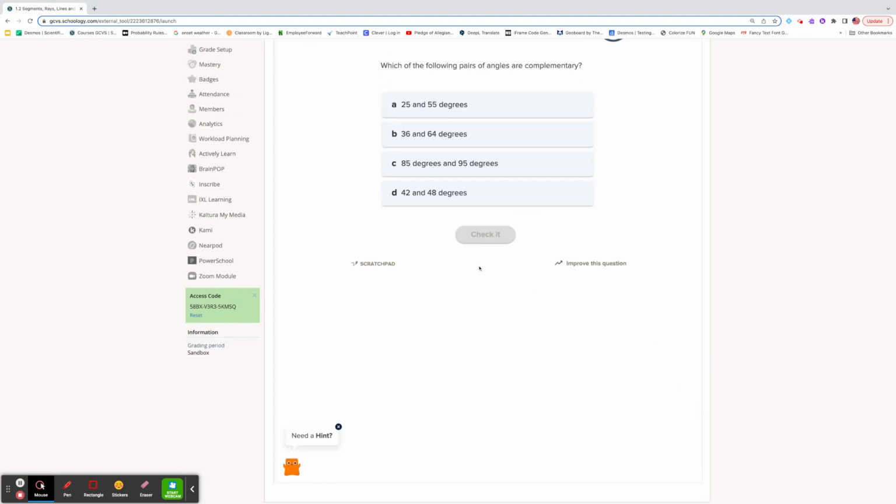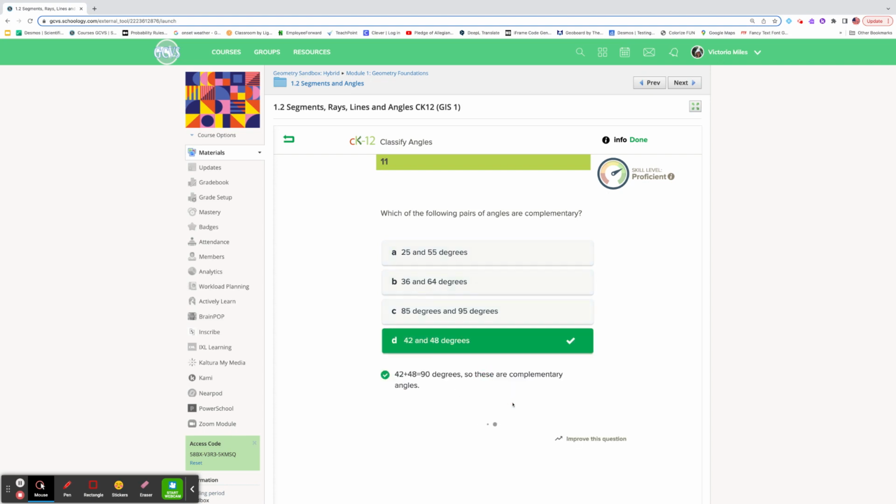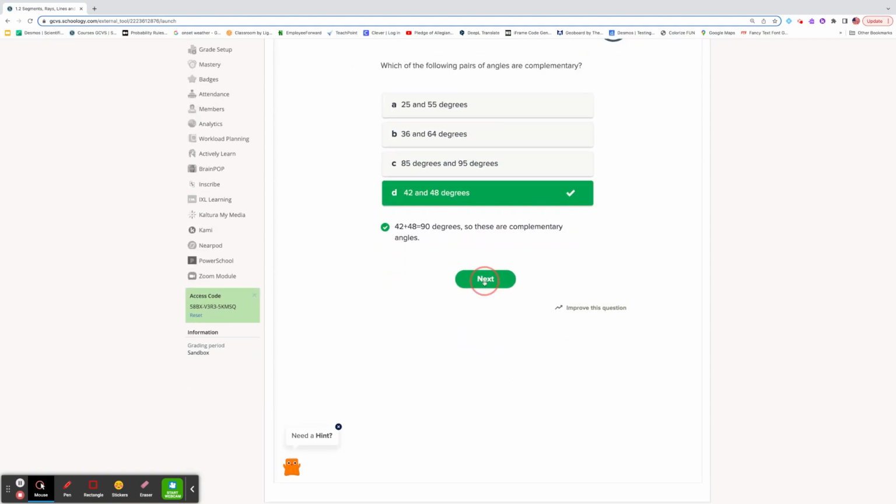It starts off a little bit on the simpler side, but they get more complicated. To answer this question, I had to know something about complementary angles. In the lesson, I learned that they add together to equal 90 degrees. So which pair of angles here equals 90 degrees? I think D is the only pair that equals 90 degrees. So we hit check it, it gives us our feedback, and then we hit next.